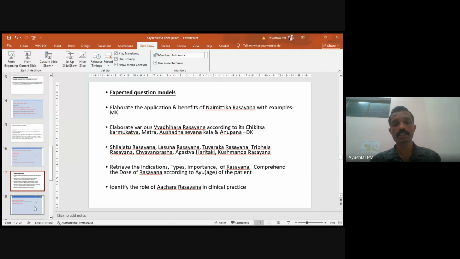Then retrieve the indications, types, importance of Rasayana. So the types of Rasayana are important. You should know the types of Rasayana, like Kutipraveshika Rasayana, different types of Naimittika Rasayana. All these types are very important. What exactly does Rasayana mean? You can refer to Charaka Samhita, Chikitsa Sthana first chapter for the Rasayana definition, types of Rasayana, all those things.